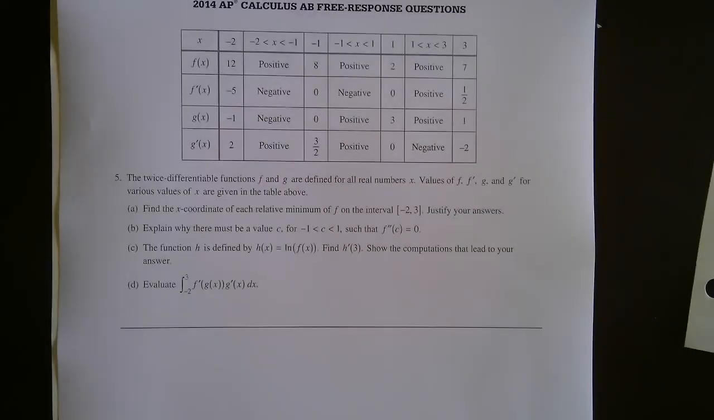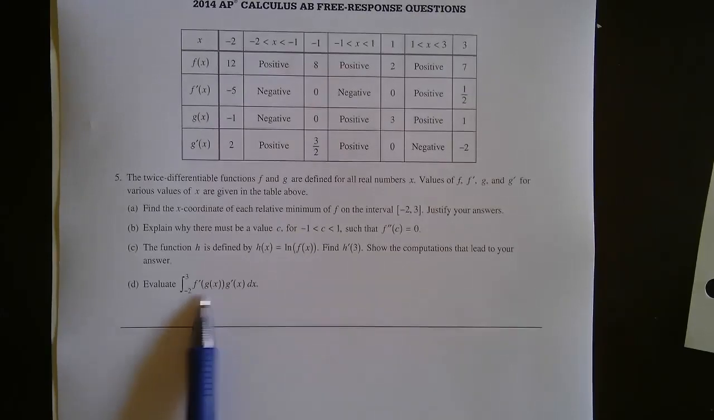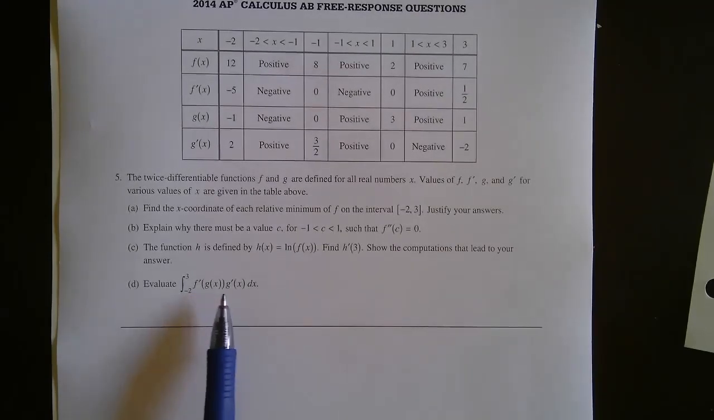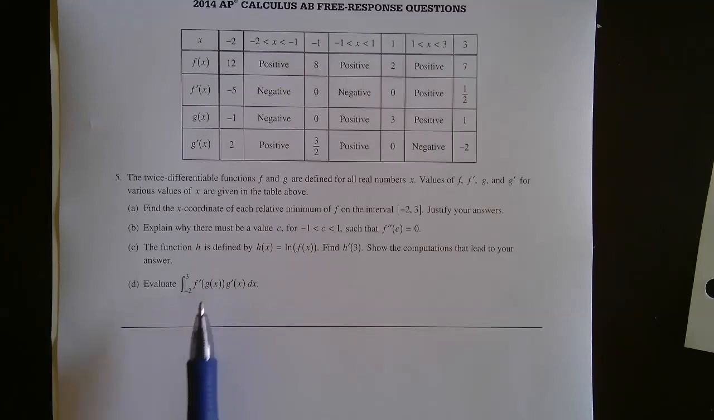And then part D says evaluate the integral from -2 to 3 of f prime of g of x times g prime of x dx. So you should recognize this is integration by substitution. Why? Because you're looking at a composition of functions, and you're integrating a product, and what you have right here is the derivative of this inside function. That's always a classic case for integration by substitution. So let's go ahead and do that one.